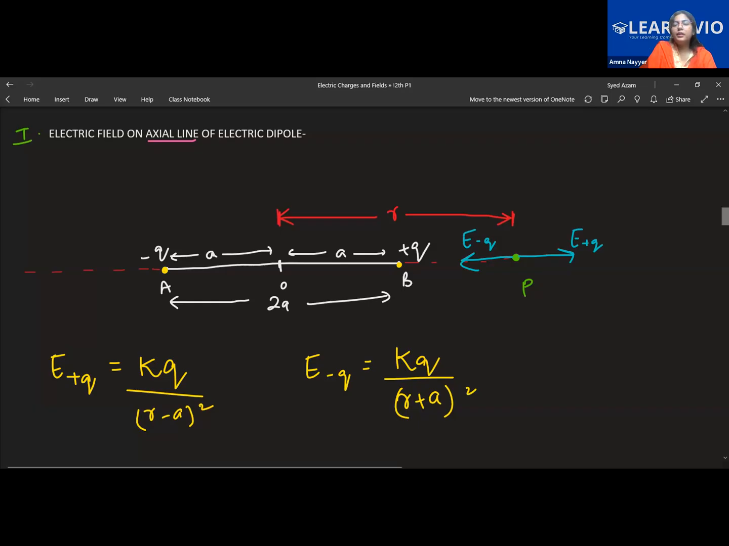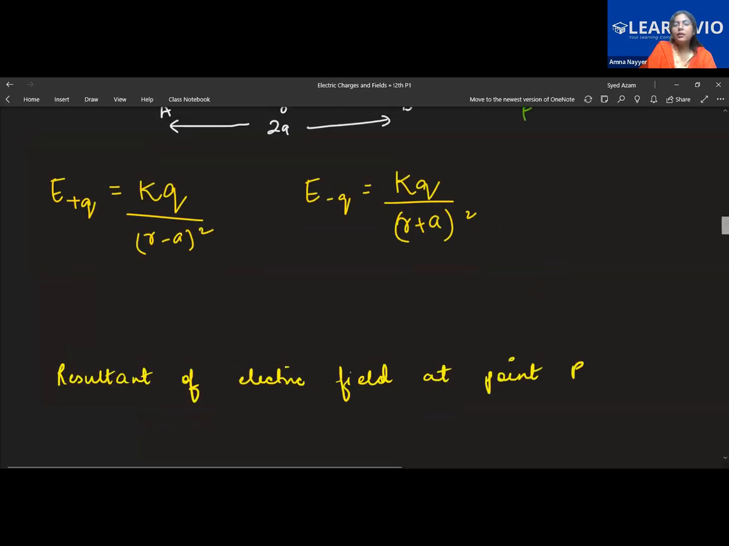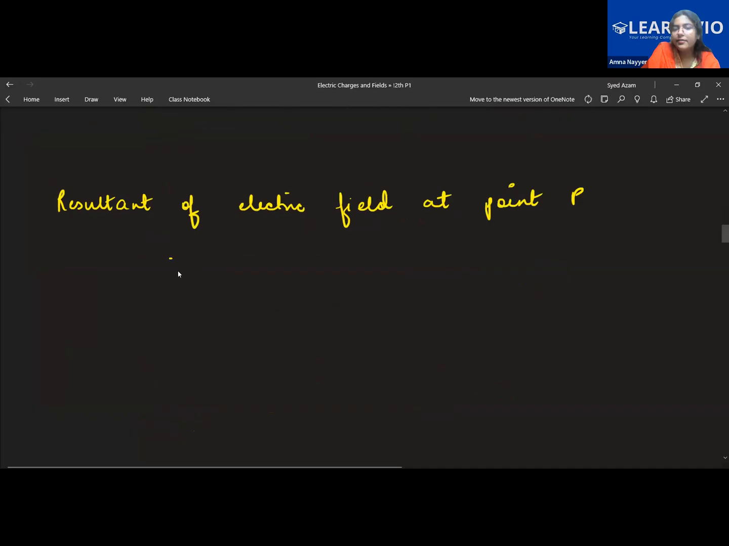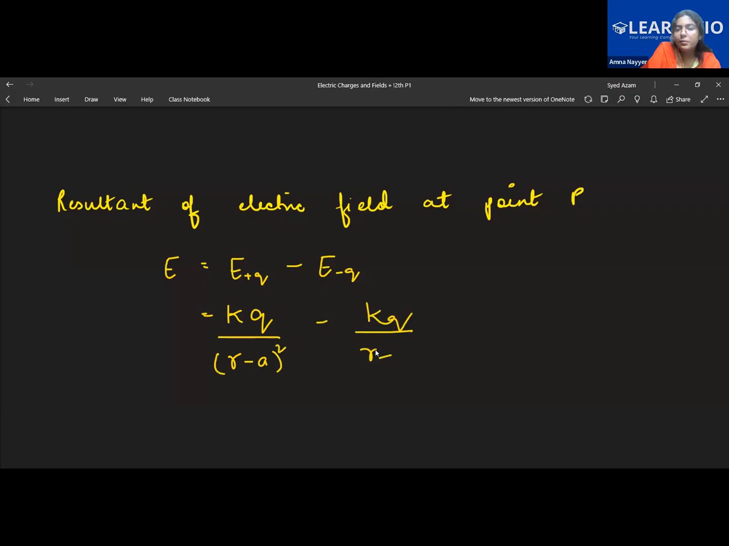Now we are going to calculate the resultant electric field. For the resultant electric field, we have the directions with us, right? The directions are opposite, so basically we have to subtract both of them. Correct. So the net electric field at this point will be E due to plus Q minus E due to minus Q. So this will be KQ by (R minus A) whole square minus KQ by (R plus A) whole square.